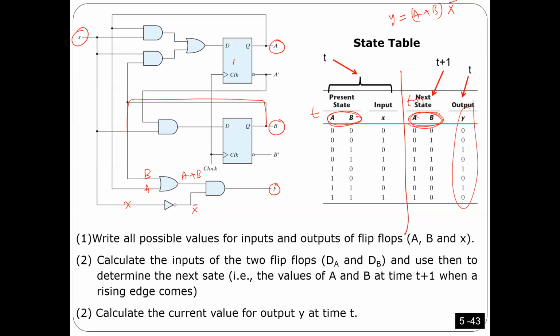Maybe the part that can confuse you is that I have 2 values for A, at time t and t plus 1. You got what I'm saying? This is after the clock comes. Always the output is calculated from the current values, not the future ones, not when the clock comes. So when I calculate the output, I'm going to use these A and B, not the future ones. So now Y is equal to A or B, X prime. Using this equation, I can just fill up this column here.